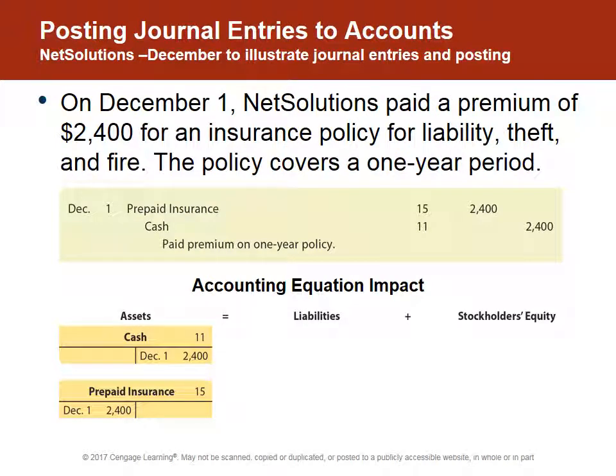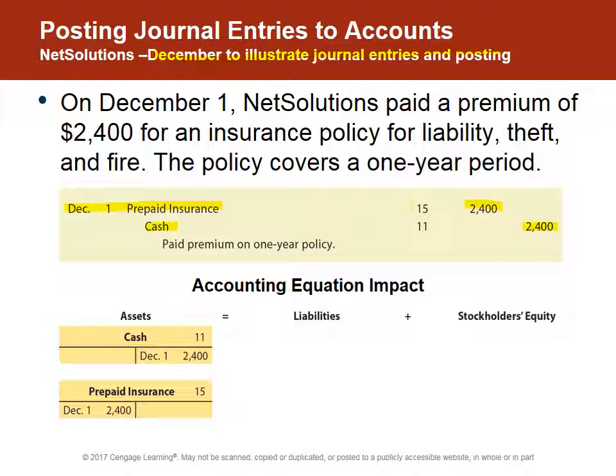So let's look at this first example that we have, and we're going to move into the month of December, and we're going to illustrate journal entries as well as posting. So on December 1st, Net Solutions paid a premium of $2,400 for a liability, and it covers a 1-year period. Okay, here's the journal entry that you learned how to prepare in the last section that we studied. The debit and the credit.